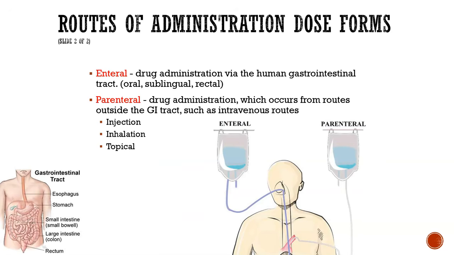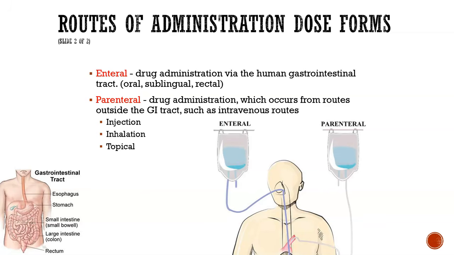Now, when we look at how drugs enter our body, there are two routes: enteral and parenteral. The difference is that enteral is when something enters your GI tract, your gastrointestinal tract, your digestive tract. So if you take medication orally through your mouth, of course it's going to enter your GI tract. If you take something sublingually, where you let medication sit underneath your tongue, that will enter your GI tract.